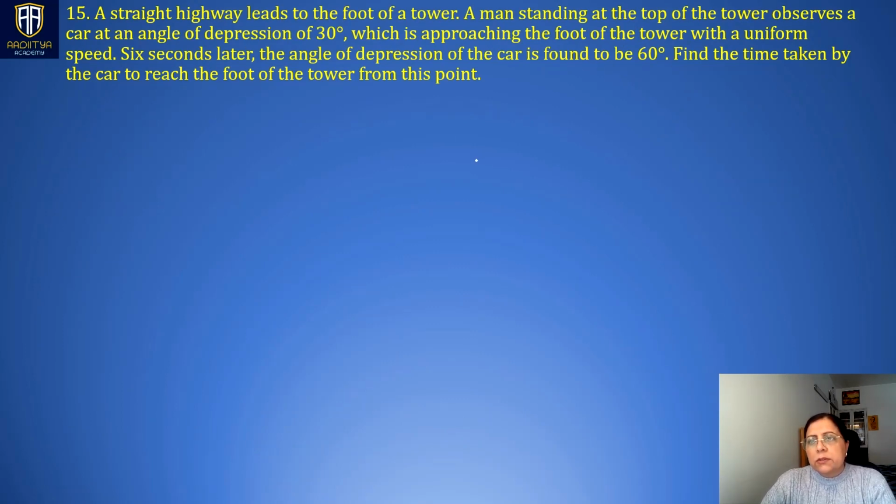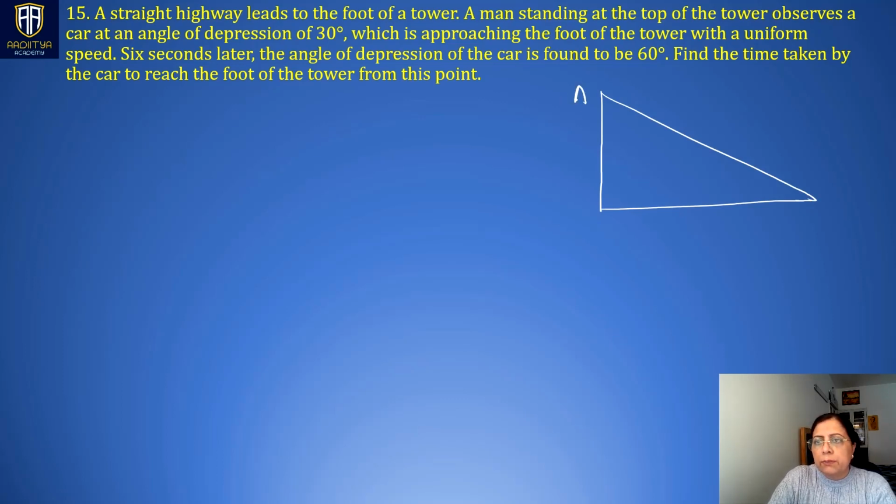This is the last question of this exercise, and this has a different approach at the last. A straight highway leads to the foot of a tower. A man standing at the top of the tower observes a car at an angle of depression of 30 degrees. Initially, a straight highway leads to the foot of the tower. Let AB be the tower. Now the car is initially at a position P, from where the angle of depression, sorry, I should make the angle of depression first. This is 30 degrees, right?